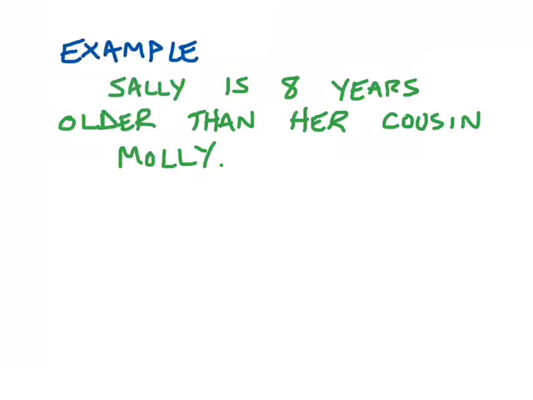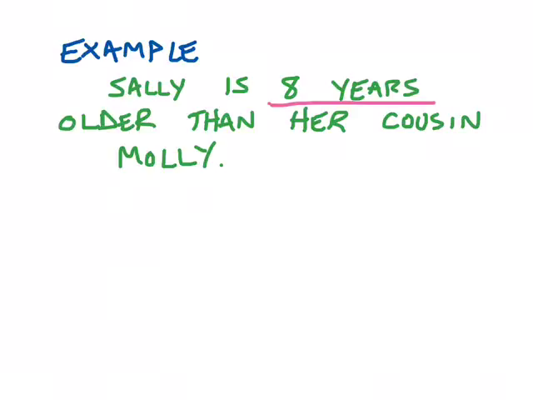Here's an example of what I mean by that. This says Sally is 8 years older than her cousin Molly. Well, there's two ways of looking at this relationship, and they're both true. Sally is 8 years older than her cousin Molly. But the other way we could look at this is that Molly must be 8 years younger than Sally. Those two things mean the same, but I've said them in different ways, and we can represent those with different equations. As we go about doing this, it's nice to keep in mind keywords and numbers and things like that. So Sally is 8 years older than her cousin Molly.